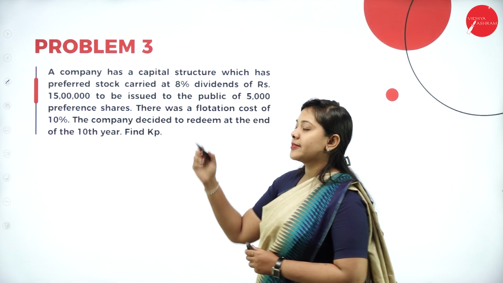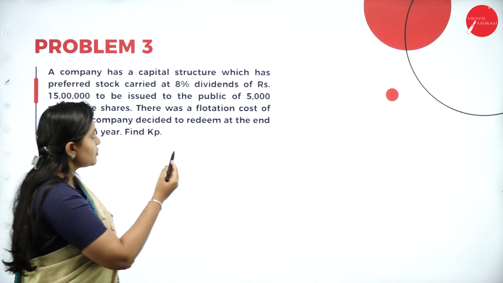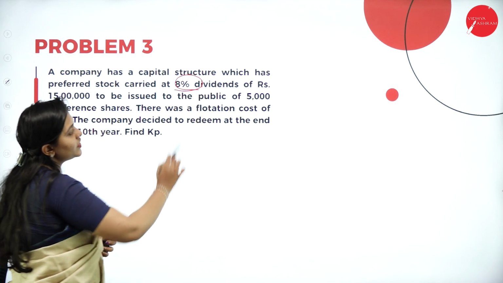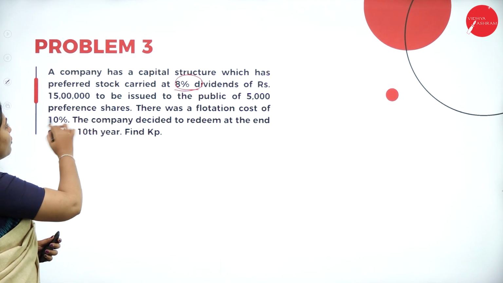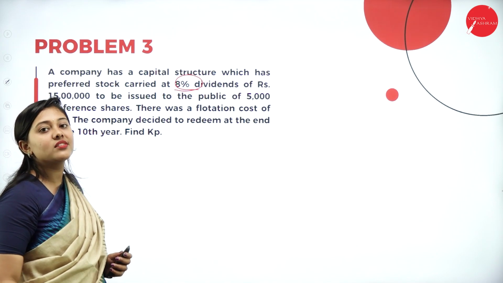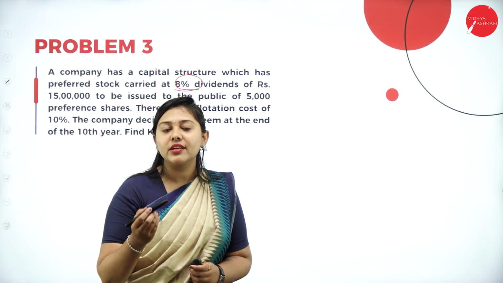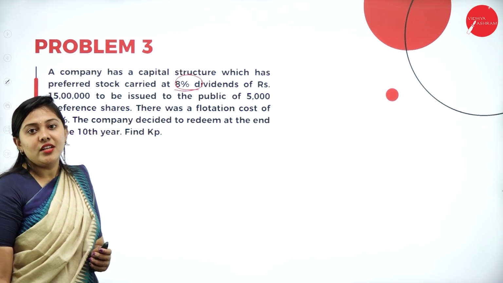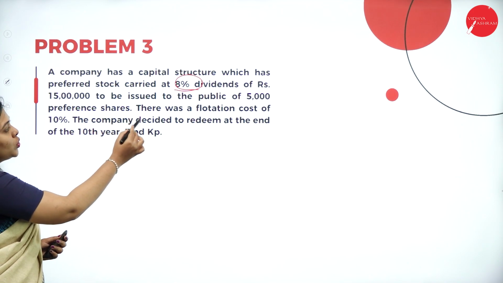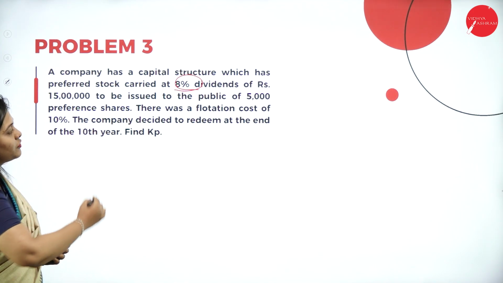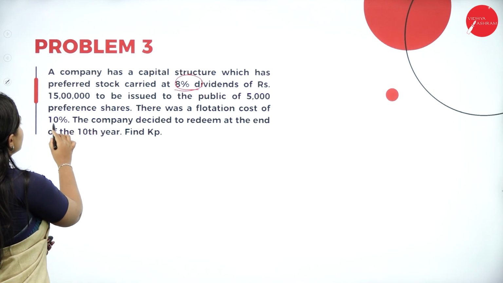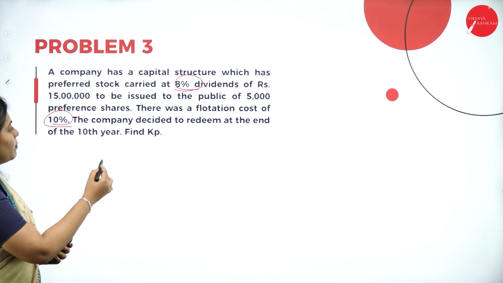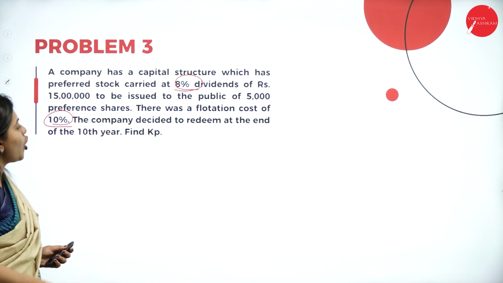Moving forward, for more clarification on the problem, we are taking up another problem. A company has a capital structure which has preferred stock carrying 8% dividend. So what is dividend here? 8% of rupees 15 lakh. So what is the net proceeds in the question given? 15 lakh. On that 15 lakh, 8% is the dividend given. To be issued to the public of 5,000 preference shares. There was a flotation cost of 10%.